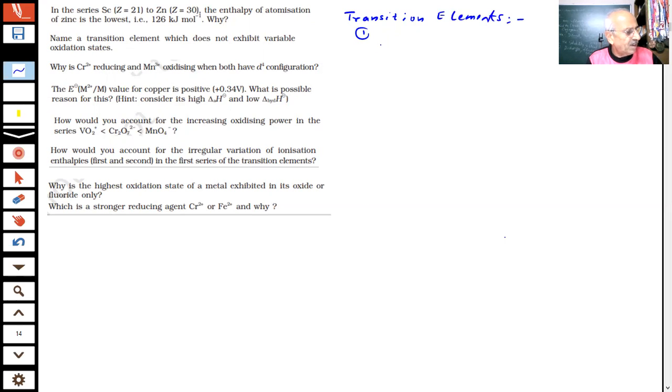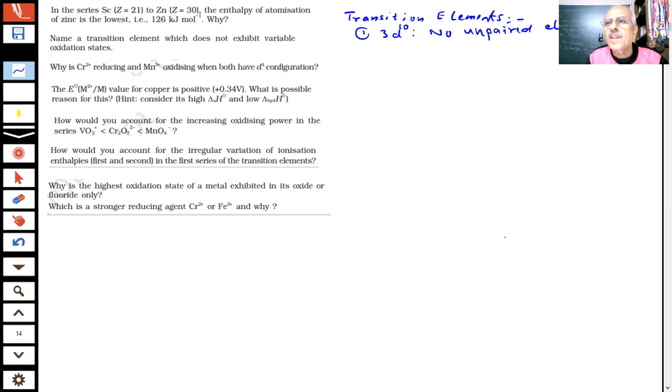For each question, you have 30 seconds only. You already know the answer. The enthalpy of atomization of zinc is the lowest because zinc has a d10 configuration, a fully filled d orbital. That means there are no unpaired electrons. The question was based on unpaired electrons, students.